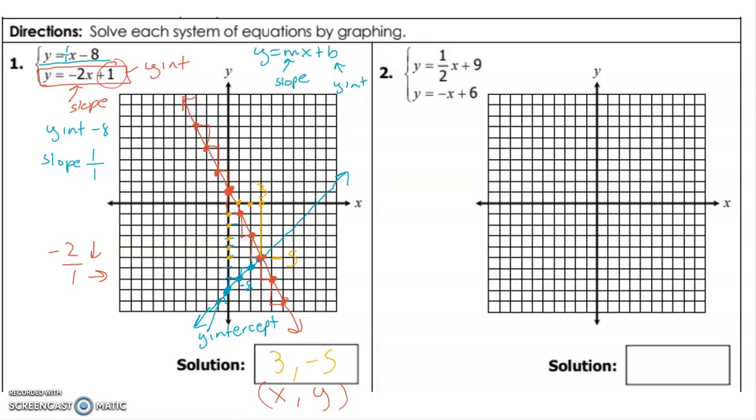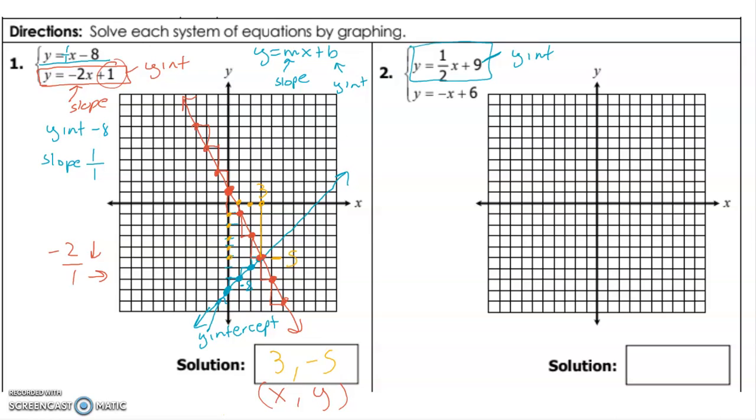All right, let's look at one more example just so that it can be really clear to you. We're going to go ahead and look at number 2. And again, I'm going to put the first equation in blue. And I want to first identify my y-intercept. And that's going to be +9.